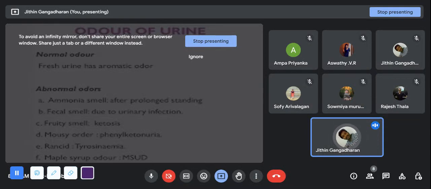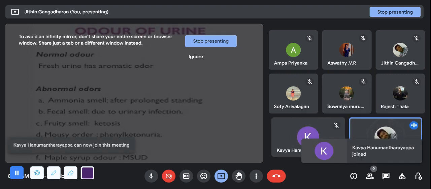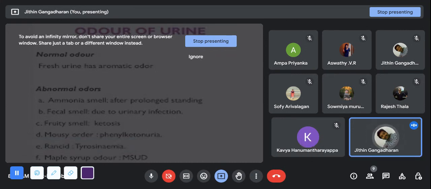Now, the normal odor of the urine. It is an amber color with an aromatic odor. What are the abnormal odors? Kindly check this. If the urine has an ammonia smell, it is because of prolonged standing. When you enter a public toilet, you immediately get a pungent smell. This pungent smell is mainly due to the ammonia present in the urine. When the urine stands for a longer time, it converts urea into ammonia. So that is the smell of ammonia, the first abnormal odor, when urine stands for a prolonged time.